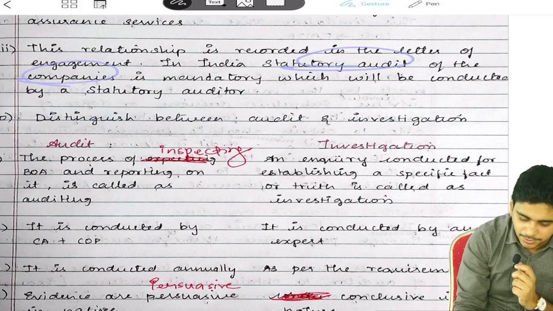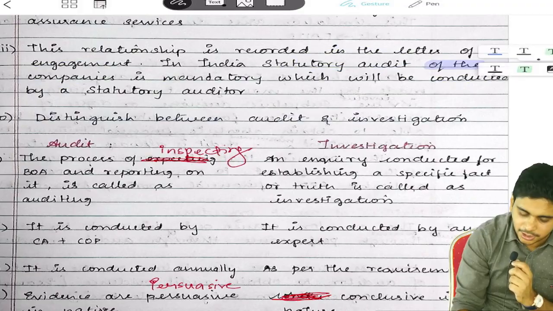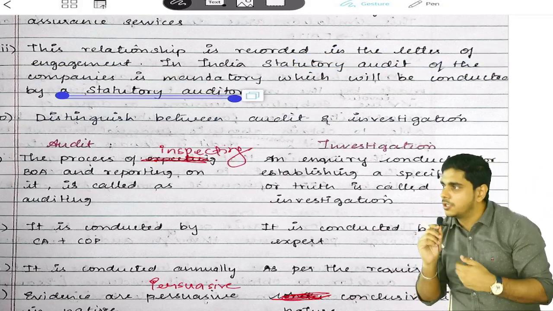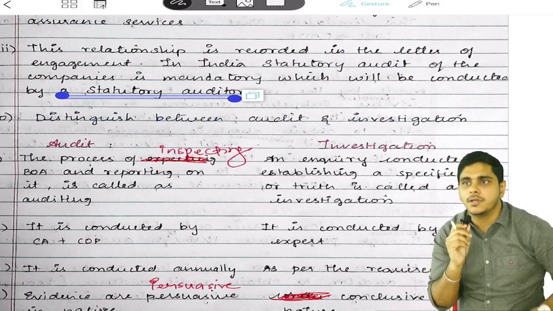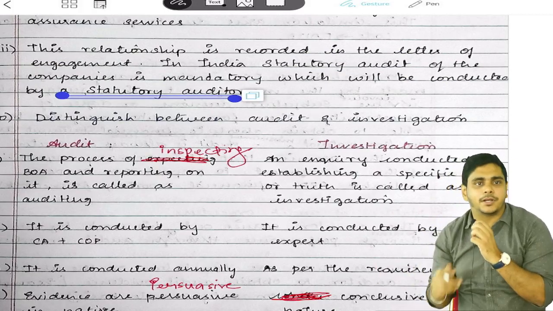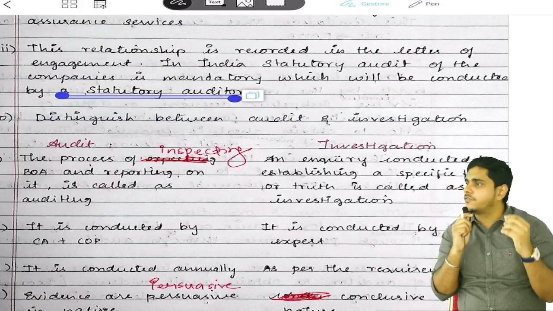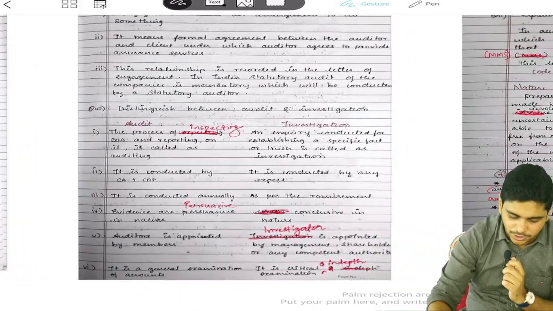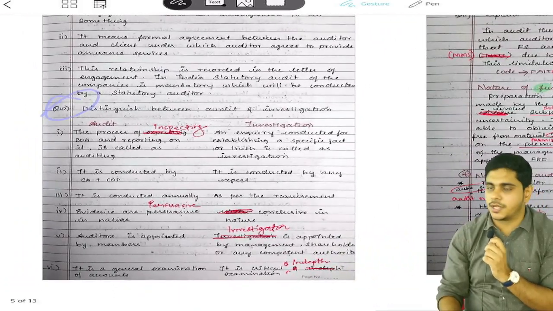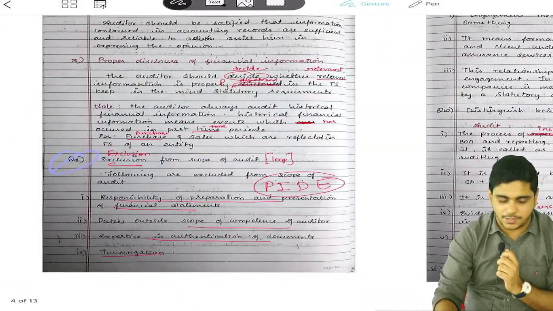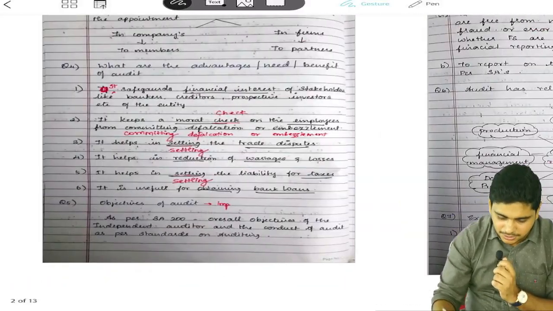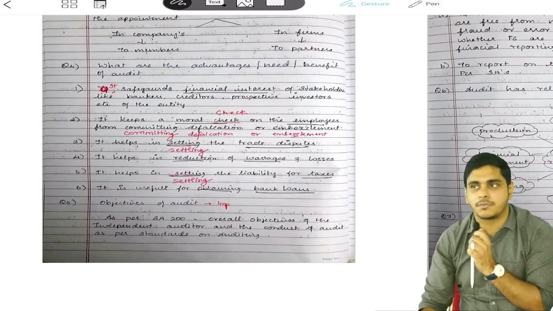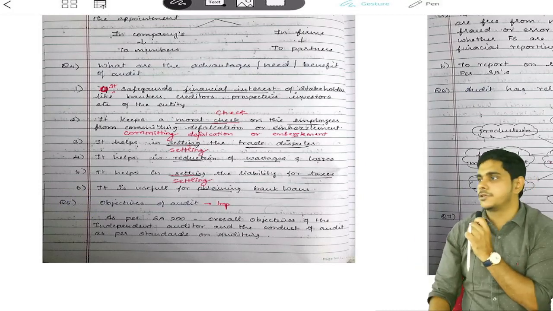In India, statutory audit, that means compulsory audit, of a company is mandatory, which will be conducted by a statutory auditor. So if a company is appointing you, they are engaging you, and the relationship is called engagement. It will be documented on one paper, called the letter of engagement. Understood? Till now, questions 10, 8, 7 and 5 have been asked in the exam. These are repetitive questions in the exam. Have you understood? 50% of the chapter is over.